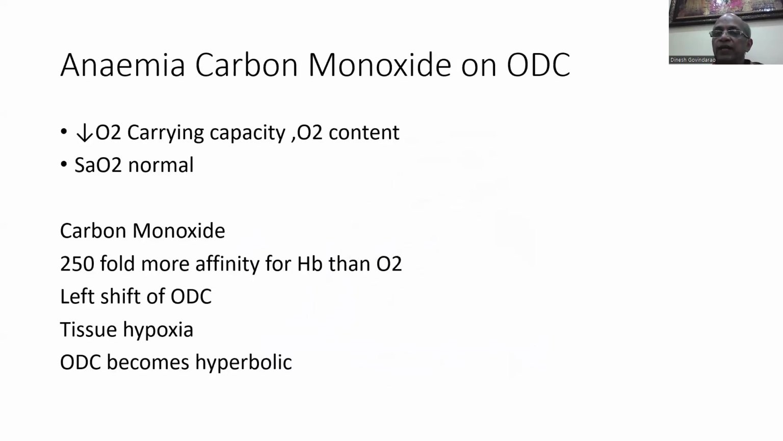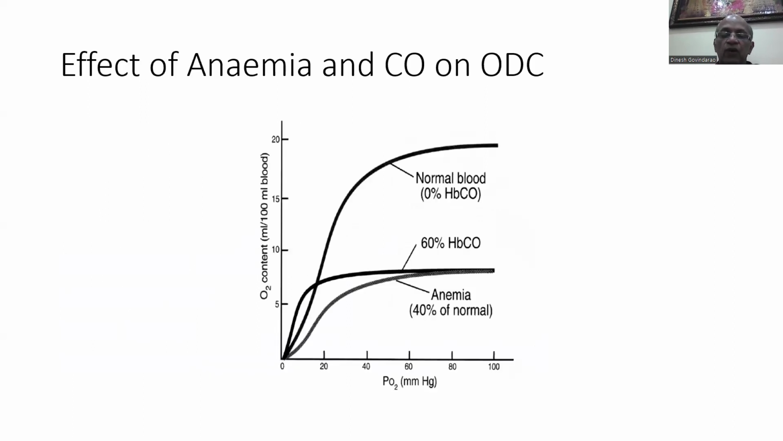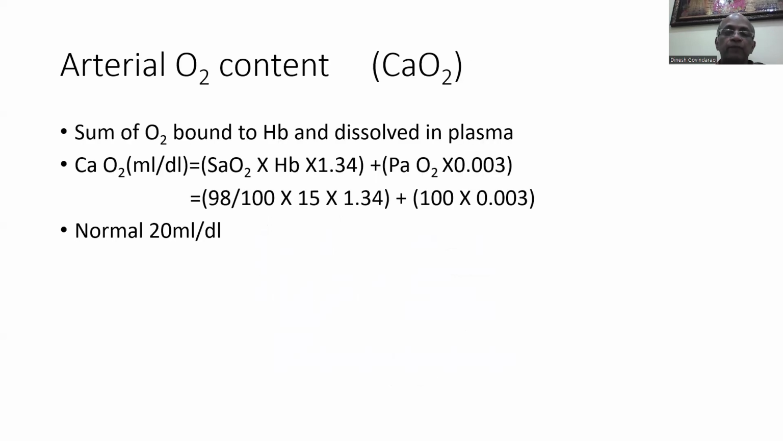Anemia and carbon monoxide can also have an effect on the ODC. Anemia reduces the oxygen carrying capacity, and the oxygen content is also less. But carbon monoxide, which has 250 times more affinity for hemoglobin than oxygen, causes tissue hypoxia and a leftward shift of the ODC. And there is a hyperbolic structure to the oxyhemoglobin dissociation curve with the carbon monoxide attaching to the hemoglobin. So carbon monoxide has a drastic effect on the oxyhemoglobin dissociation curve.